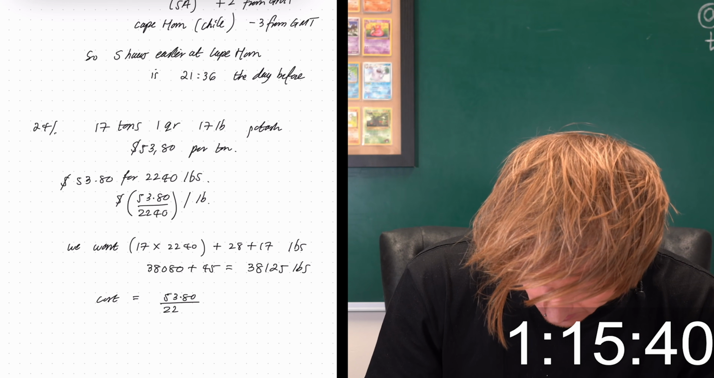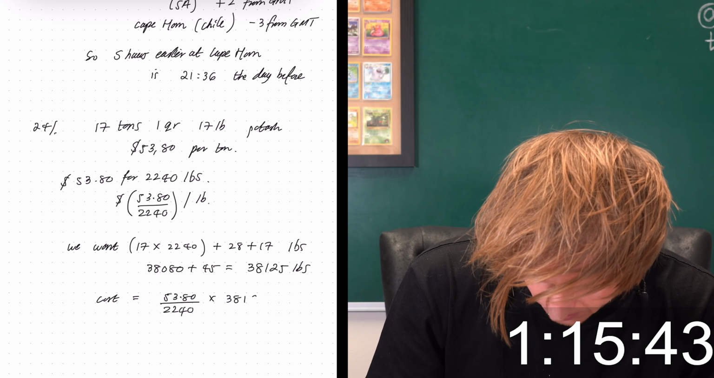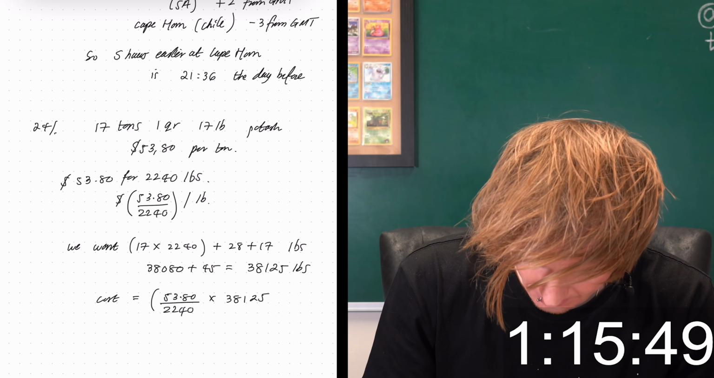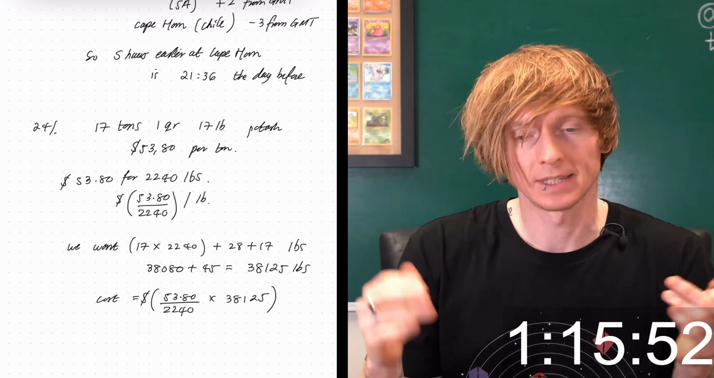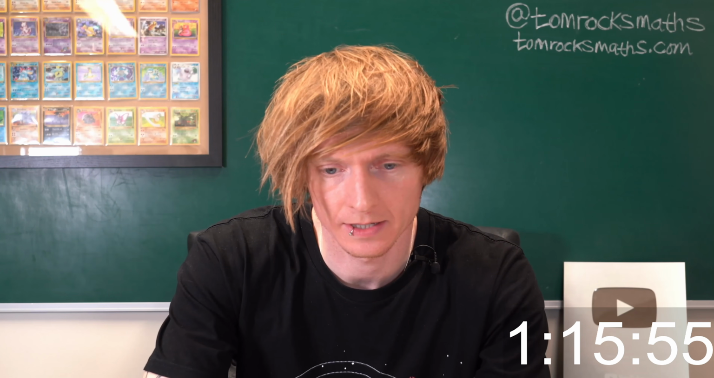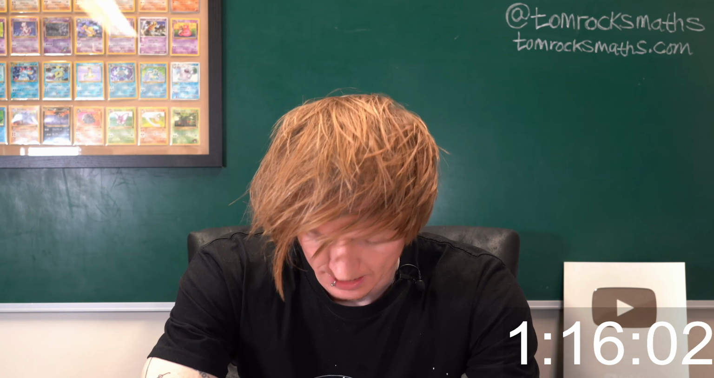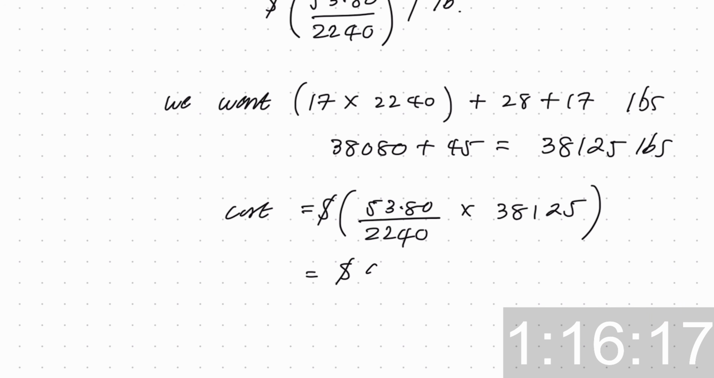So the cost for all of that potash, whatever potash is, is 53.8 divided by 2240 times 38,125. Right, because we want 17 tons. Awesome. That many dollars. So let's whack that in. So it's going to be that amount times 53.8 divided by 2240 equals $915.68. So that's what it's going to cost me to buy all that potash.